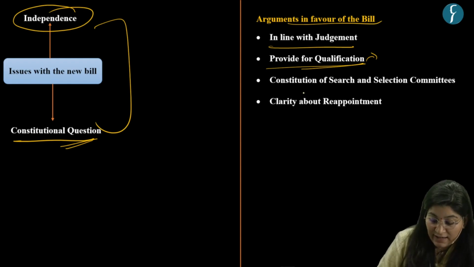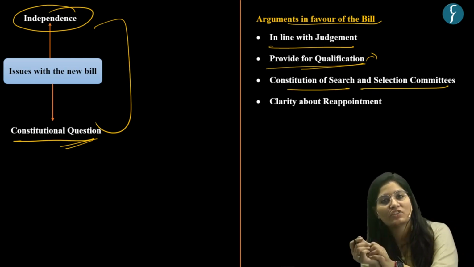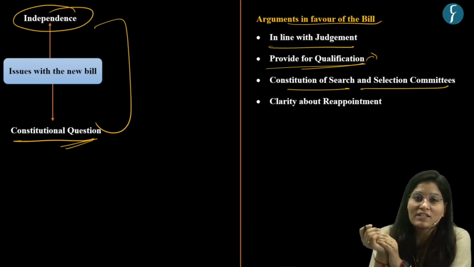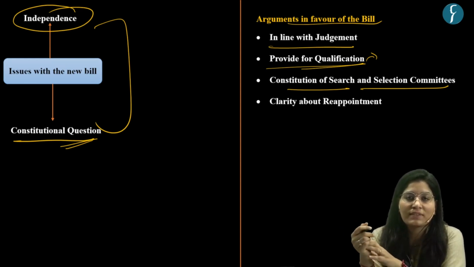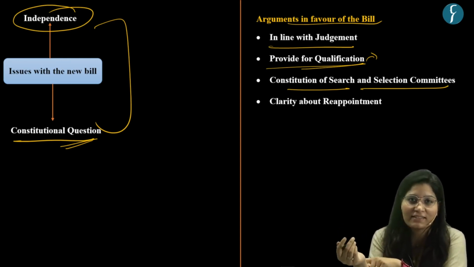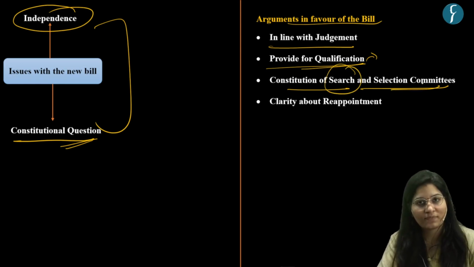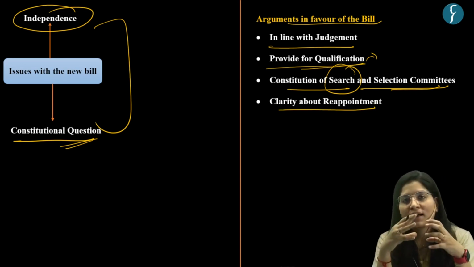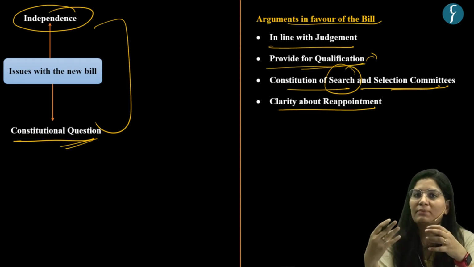Now, the second is the constitution of a Search and Selection Committee. By constituting a Search and Selection Committee, this will streamline the selection process of CEC and EC. Now it is more objective, more transparent. It takes away the discretion, or whims and fancies, of the executive while selecting CEC and ECs. And you know about the search committee composition and selection committee composition. Then, clarity about reappointment. With this bill, the government barred CEC and ECs from further employment.